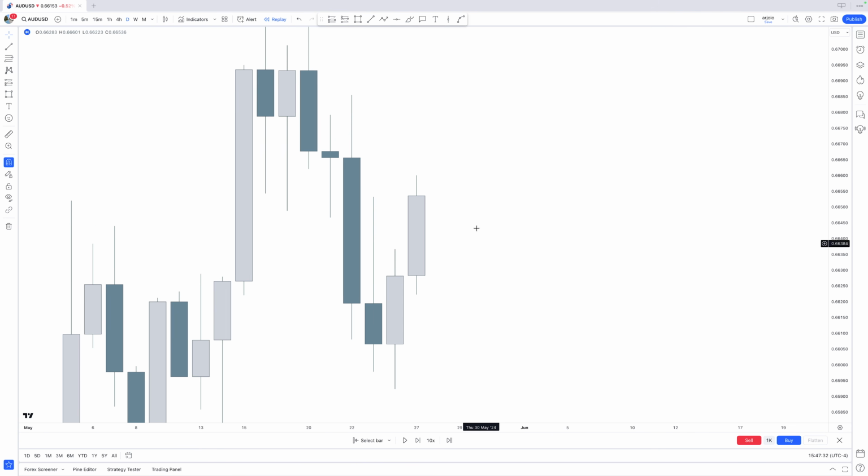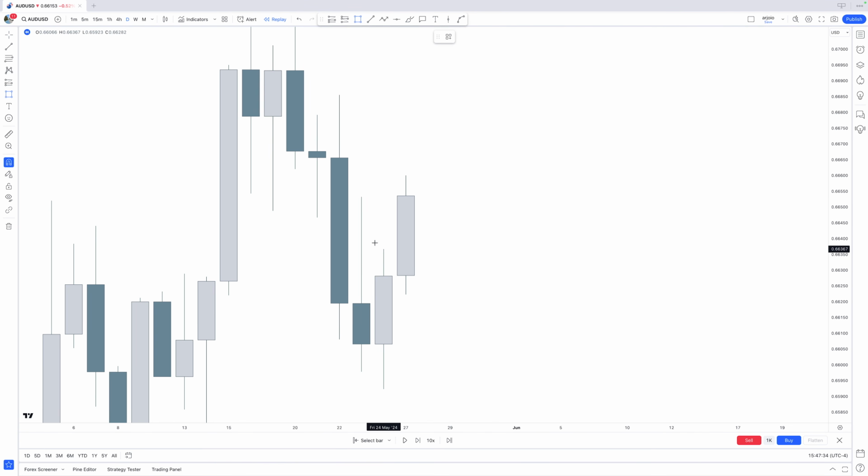For example, here on Australian dollar, US dollar. We have this expansion phase right there. This is the full potential fair value gap. So this is the total area of the fair value gap that can be created.